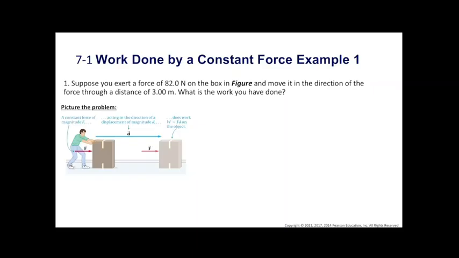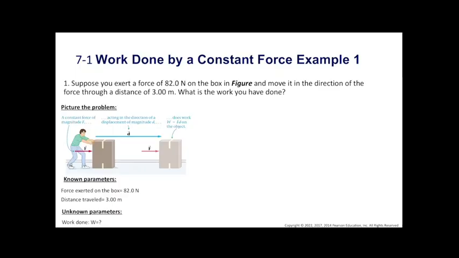Now let's find the numerical value of work done for the previous situation. Suppose you exert a force of 82.0 N on the box in the figure and move it in the direction of the force through a distance of 3 meters. Now what is the work you have done? In the question we are given the force value and also the distance traveled, and we are asked to find the work done.